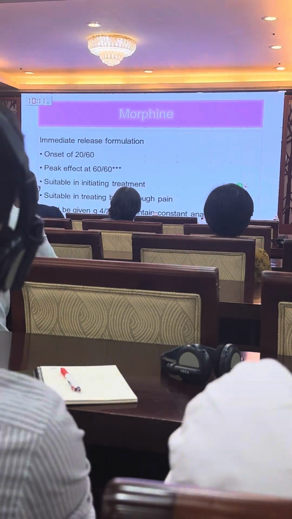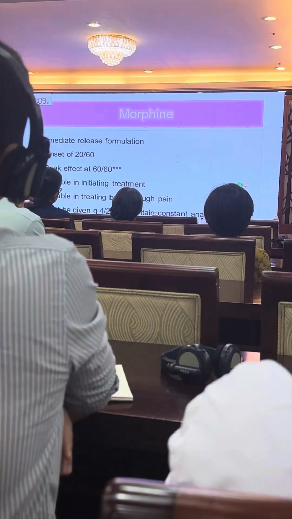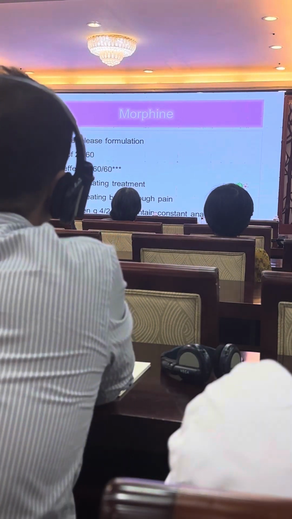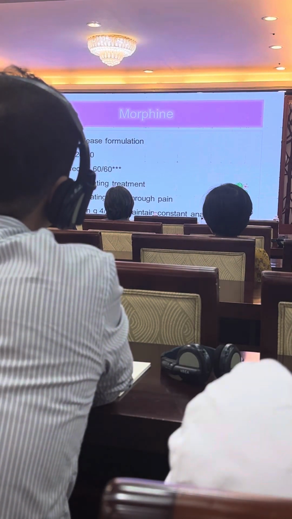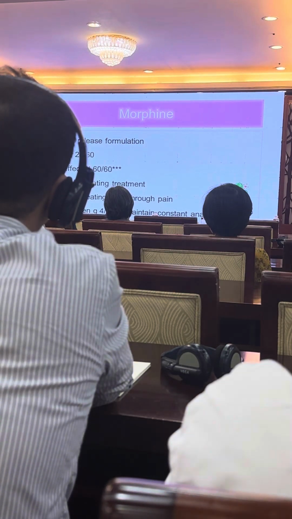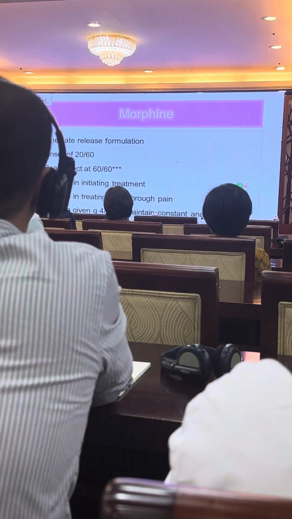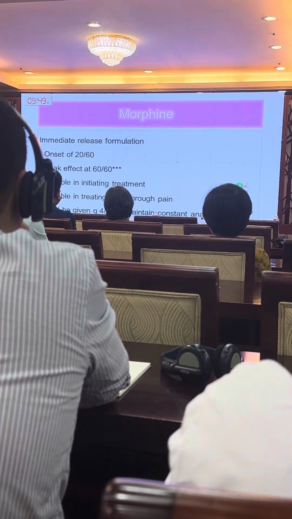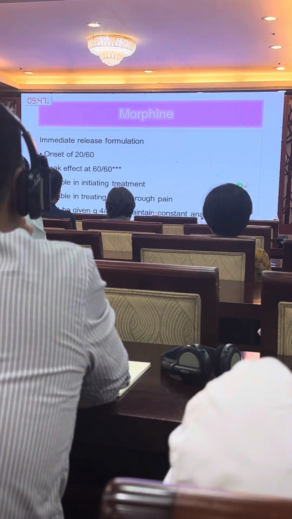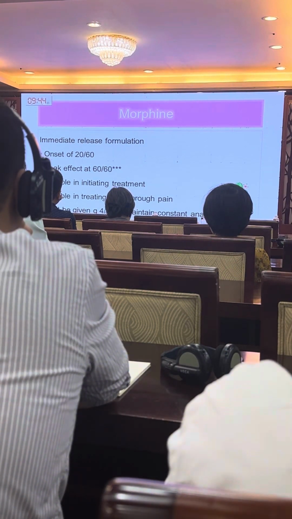The first one is morphine immediate release, which is available as syrup or tablet. Its onset is 20 minutes. It's the fastest onset of all forms of oral morphine, and the peak effect is at 60 minutes. So you can repeat immediate release morphine tablet or syrup every 60 minutes or 1 hour because it reaches its peak effect at 60 minutes.